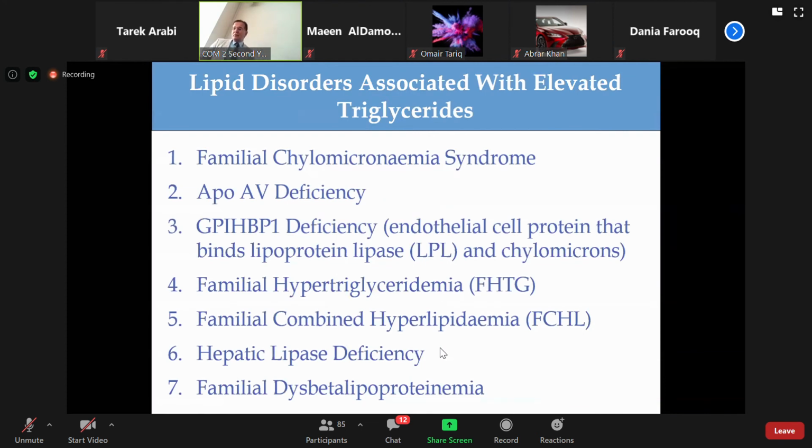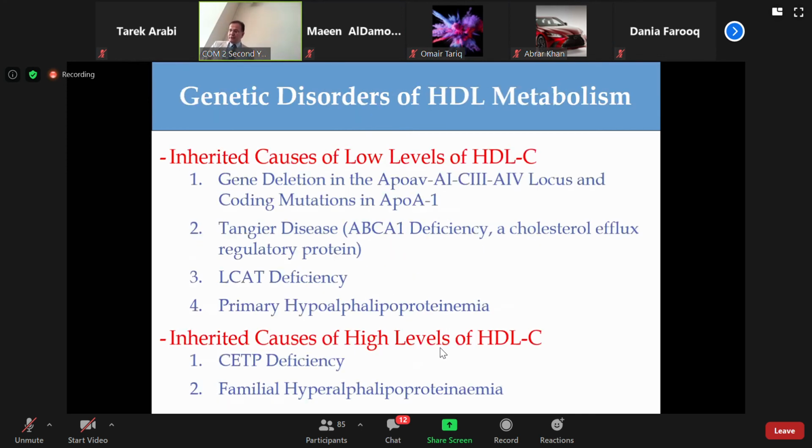Now, finally, the lipid disorders associated with elevated triglycerides include familial chylomicronemia syndrome, ApoAV deficiency. This was discovered in 2005. And then we have the GPIHBP1 deficiency, which is an endothelial cell protein that binds to the lipoprotein lipase and chylomicrons. We have other conditions associated with it. I'll leave it up to you to read it.